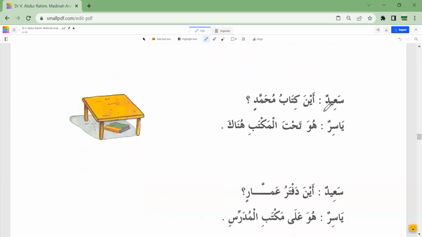Okay, صعيد. أين كتاب محمد؟ ياسر هو تحت المكتبة هناك.